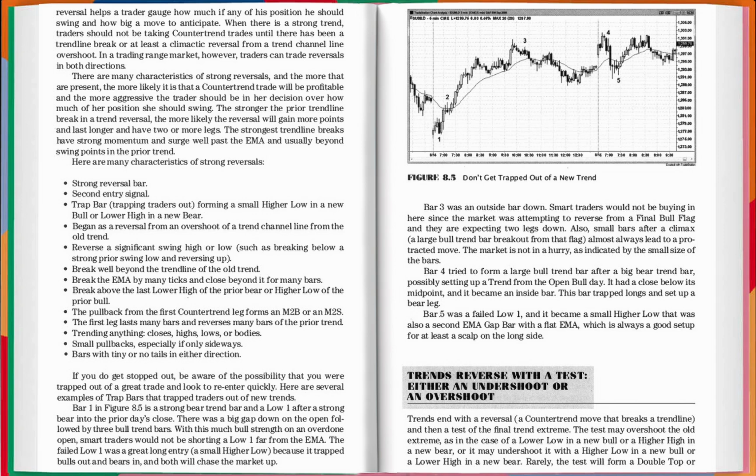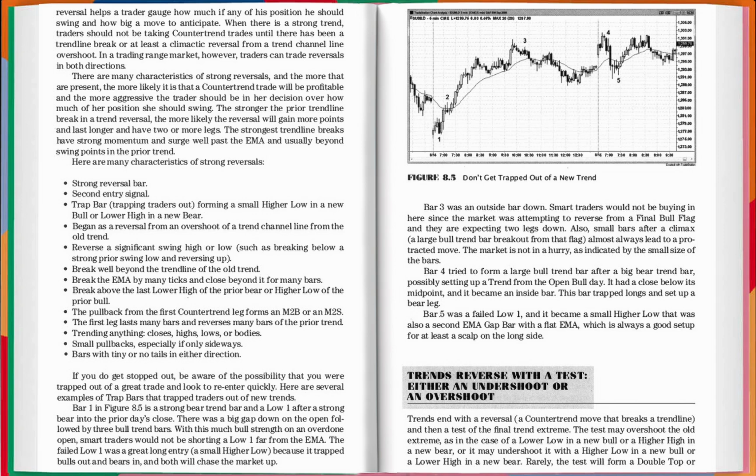Bar 4 tried to form a large bull trend bar after a big bear trend bar, possibly setting up a trend from the open bull day. It had a close below its midpoint, and it became an inside bar. This bar trapped longs and set up a bear leg. Bar 0.5 was a failed low one, and it became a small higher low that was also a second EMA gap bar with a flat EMA, which is always a good setup for at least a scalp on the long side.